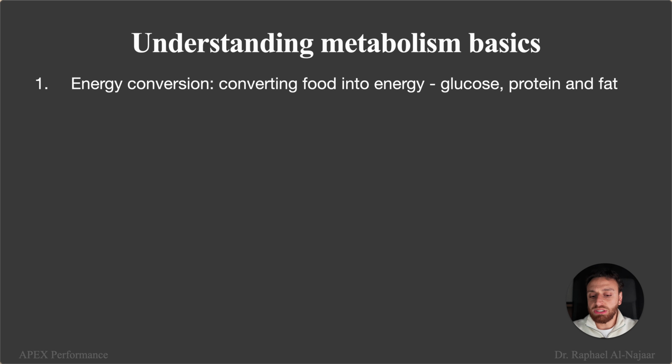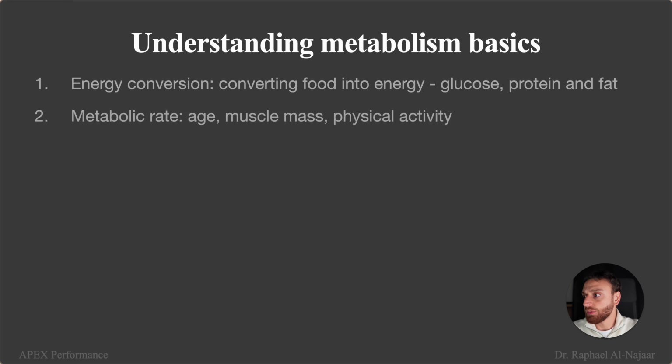But not only do the macronutrients have an energy output, they also have an influence on your hormonal health, especially on your insulin. And we will be discussing that further. Then we also have the metabolic rate, right, which is controlled by your age, muscle mass, and physical activity. You obviously have the metabolic rate of just existing, just being alive, staying alive. Usually that's around 1700, 1800 calories per day.